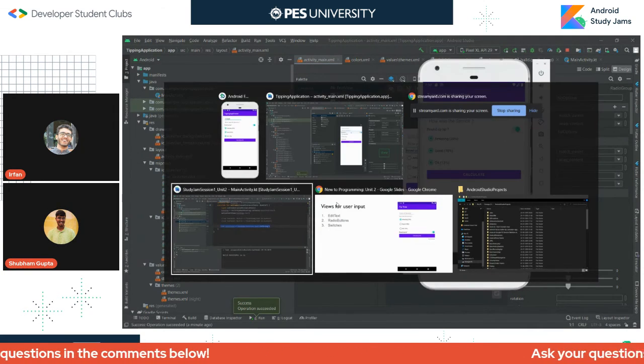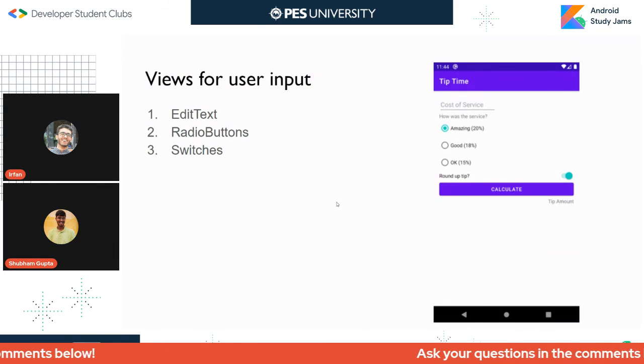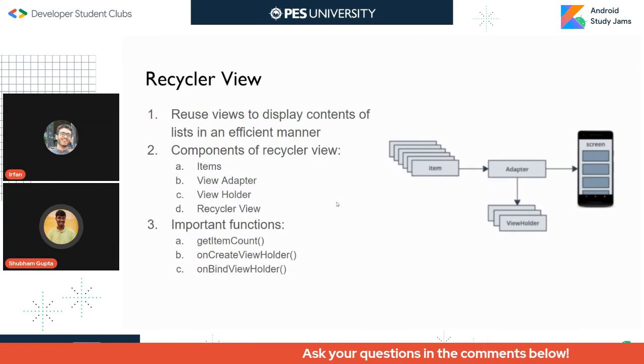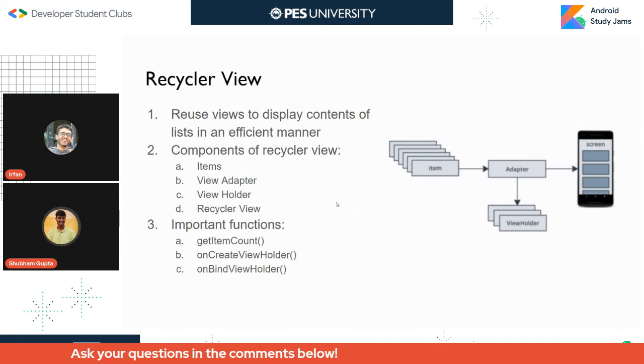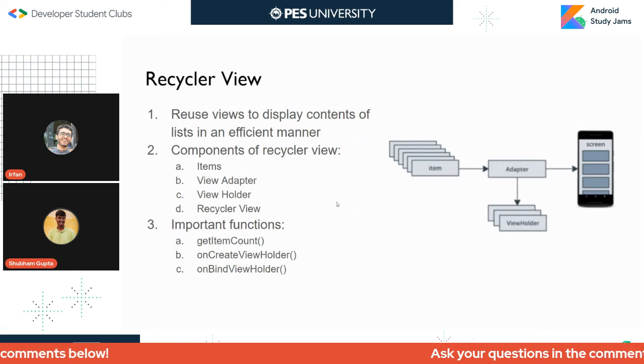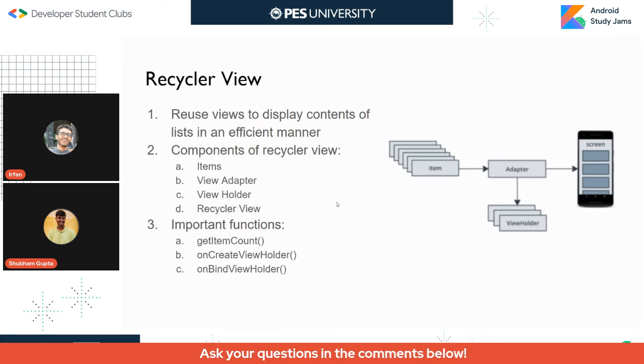So moving on. All right, Recycler View. This is another amazing thing that Android provides. So suppose you have a list of 1,000 elements, and you want to display the 1,000 elements on your screen.